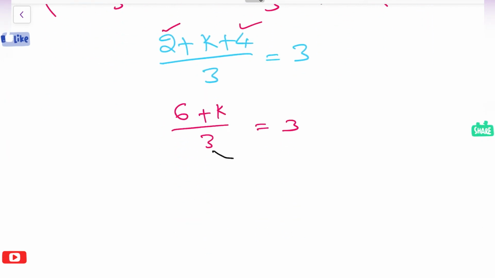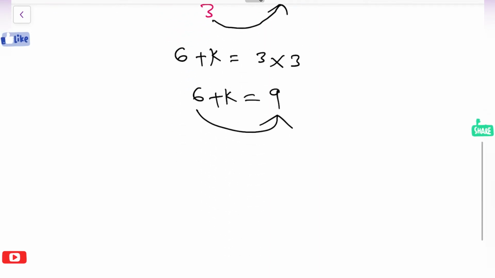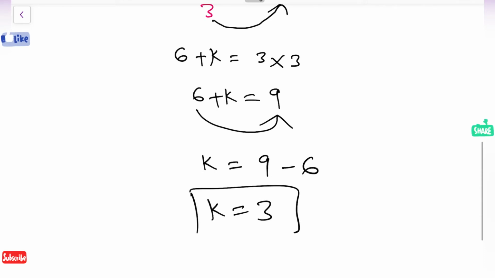Here the denominator 3 is there, I will take it to the other side, then it will become multiplication. So we get 6 plus k equals 3 into 3. 6 plus k equals 3 threes are 9. We want the k value, so take 6 also to the right side. So we will get k equals 9 minus 6. The k value is nothing but 3.